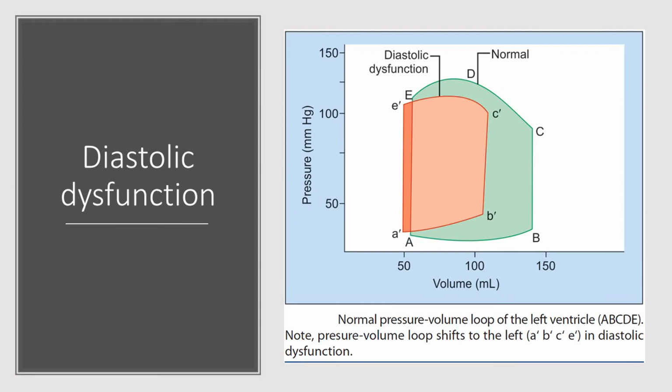Conditions with an increase in myocardial contractility as well as a decrease in the compliance of the left ventricle can also shift the flow volume curve to the left side. So always remember that in diastolic dysfunction, whenever compliance of the heart is decreased, and in pressure overload, the flow volume loop shifts to the left side.